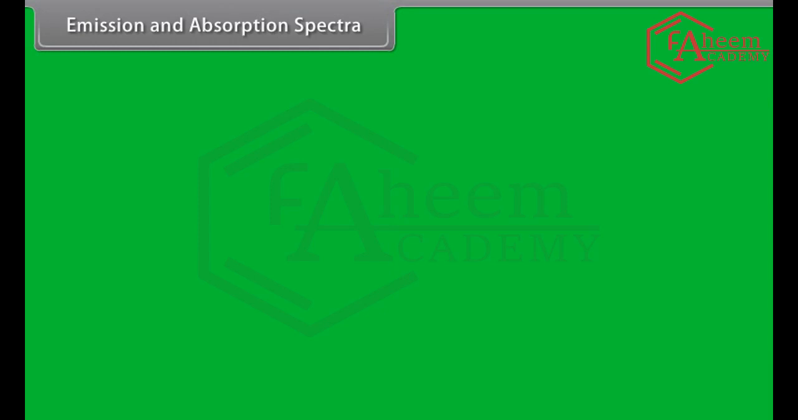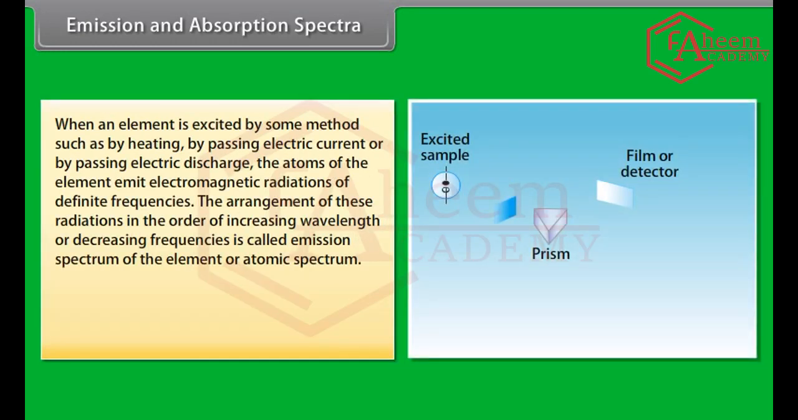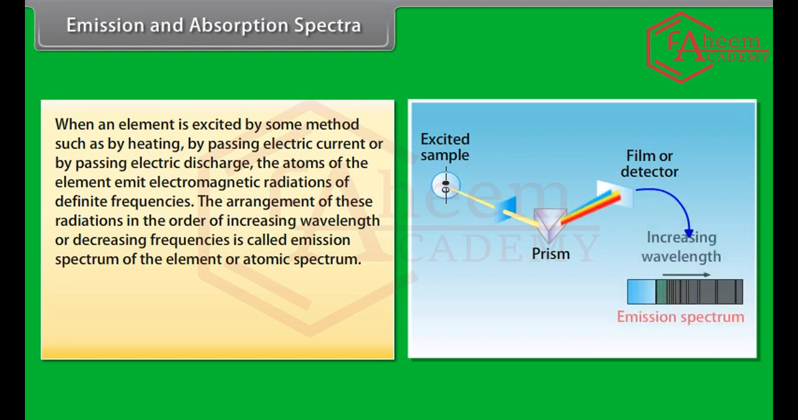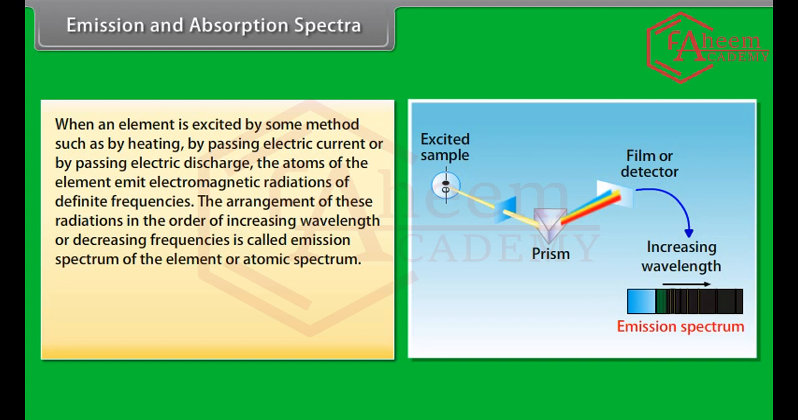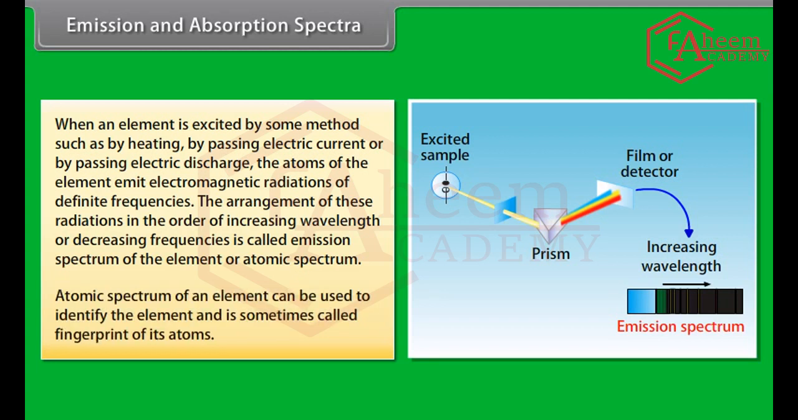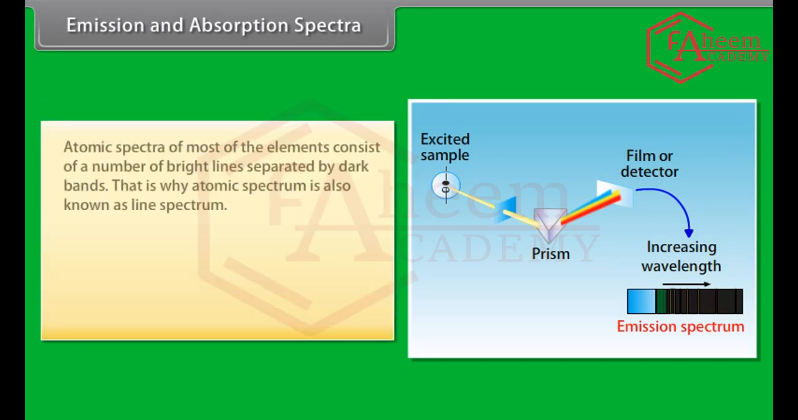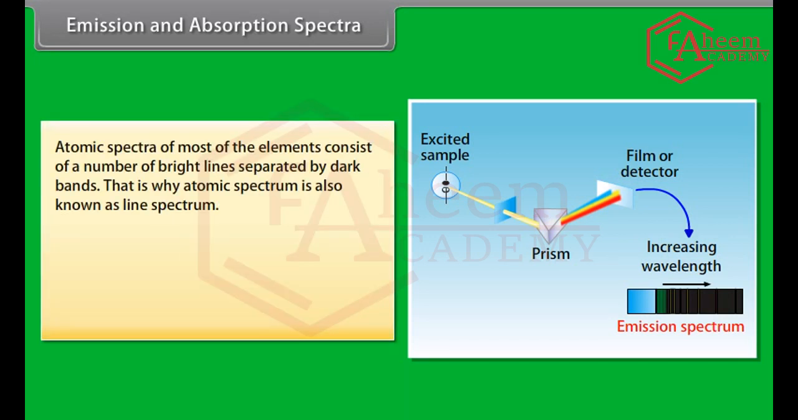Emission and absorption spectra. When an element is excited by some method, such as by heating, by passing electric current, or by passing electric discharge, the atoms of the element emit electromagnetic radiations of definite frequencies. The arrangement of these radiations in the order of increasing wavelength or decreasing frequencies is called emission spectrum of the element or atomic spectrum. Atomic spectrum of an element can be used to identify the element and is sometimes called fingerprint of its atoms. Atomic spectra of most of the elements consists of number of bright lines separated by dark bands.